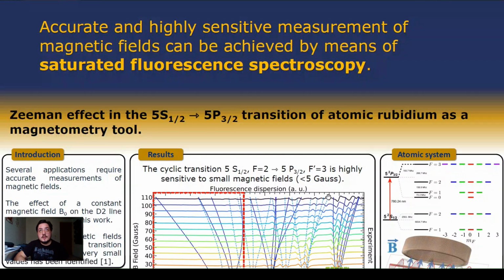I am a PhD student of the Institute of Nuclear Science in the Universidad Nacional Autónoma de México, and I'm going to talk to you about the Zeeman effect in the 5s to 5p transition of atomic rubidium as a magnetometry tool.